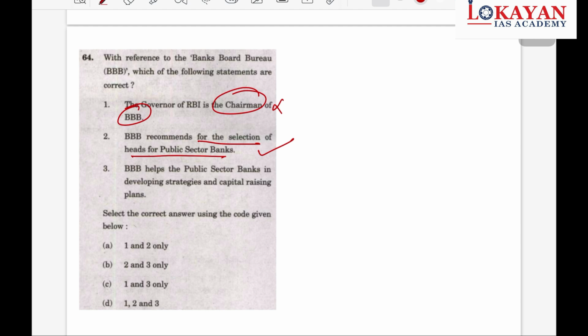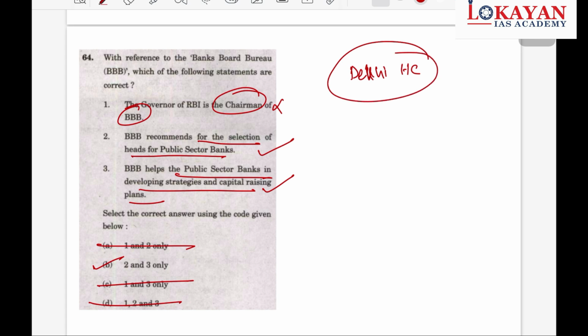Then the Bank Board Bureau helps public sector banks in developing strategies for capitalization plans. Yes, here also the Bank Board Bureau helps. So the answer is 2 and 3. Okay, as soon as you eliminate the first statement, you get your answer. Okay, but remember recently there was a case in the Delhi High Court.